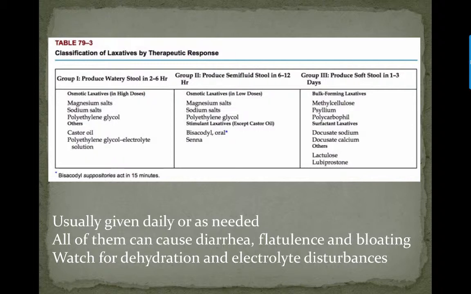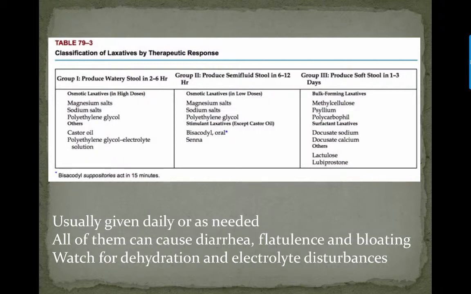Group 1 agents tend to produce a bowel movement pretty rapidly, within about 2 to 6 hours. They give a very watery consistency to the stool. Laxatives in Group 1 are really useful when we have to prep the bowel for surgery or diagnostic procedures.